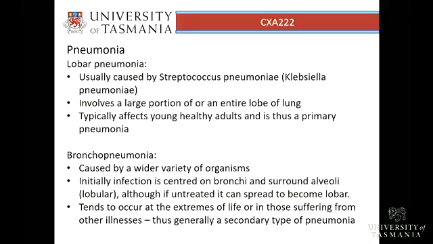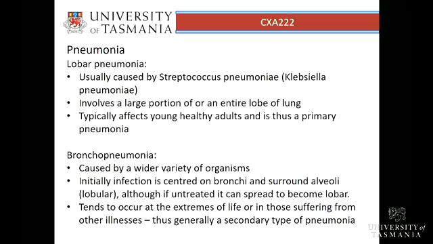So pneumonia can be broken down into three types. I've only touched on two here, one being lobar pneumonia, the other one bronchopneumonia, and then you can have stromal pneumonia, which is where the inflammatory response is localized to the stromal components and you don't see that build-up of inflammatory cells and exudate within the airways. But we'll look at lobar and broncho.